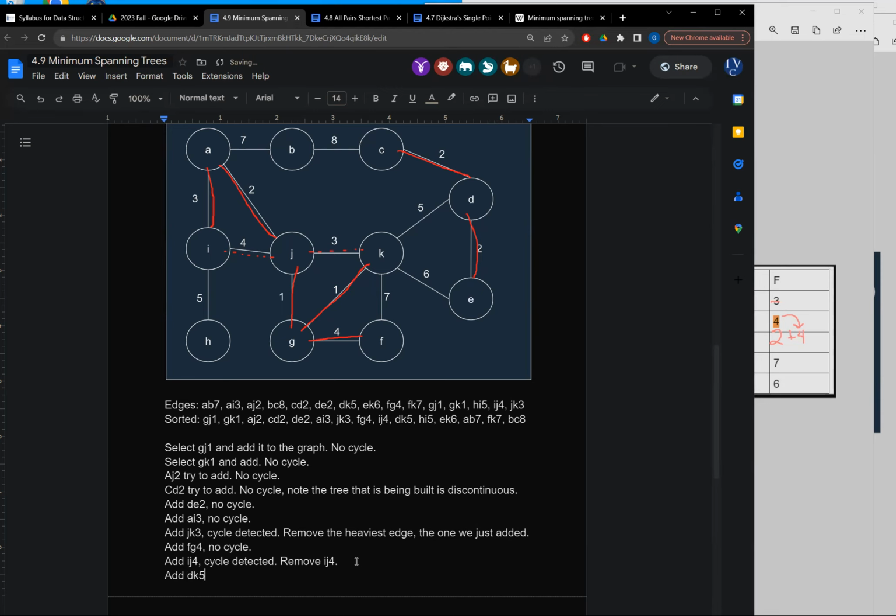And DK5. D and K. All right, so this is joining our trees together. No cycle. Note, two trees now connected. Single tree formed.